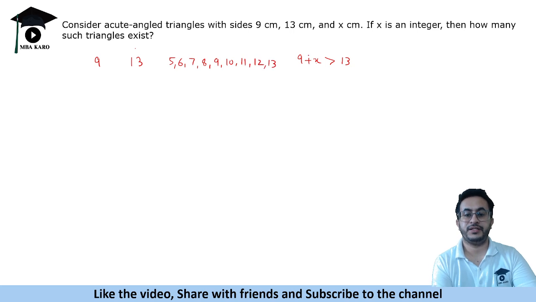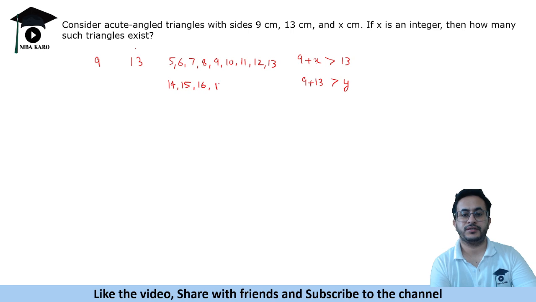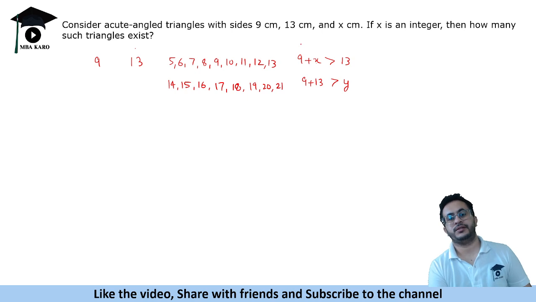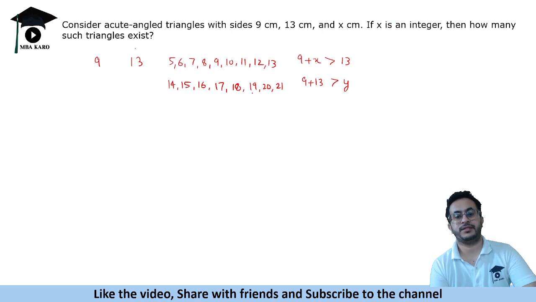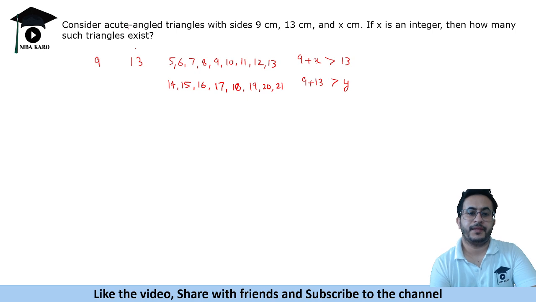Okay, now if we consider that the largest side is not 13, then 9 plus 13 should be greater than the largest side x. So this will give us the result that till 21 we can get the values 14, 15, 16, 17, 18, 19, 20, 21. So we will get the values till here that the triangles are possible.